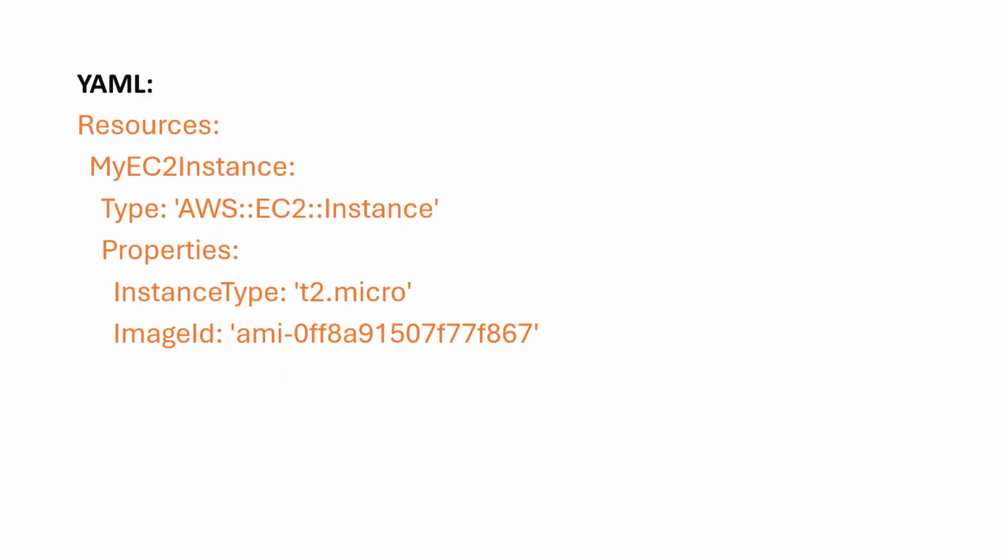Similarly, this is the code for YAML. It's very easy compared to JSON. Resources, MyEC2Instance, type AWS EC2 instance, whatever properties you want to give to the EC2 instance. For example, we are taking instance type as t2.micro.